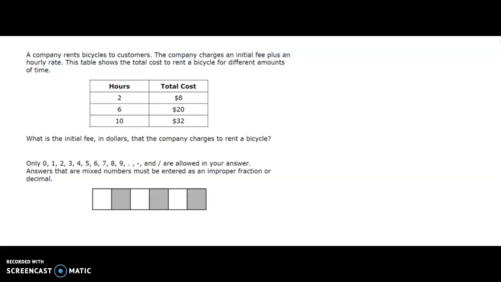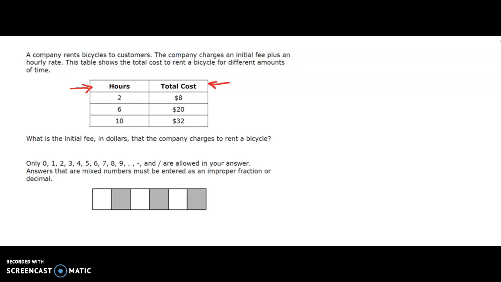A company rents bicycles to customers. The company charges an initial fee plus an hourly rate. The table shows the total cost to rent a bike for different amounts of times. So if we look at our table right here, we have hours and we have total cost. For 2 hours, it costs $8. For 6 hours, it costs $20. And for 10 hours, it costs $32. What is the initial fee in dollars that the company charges to rent a bicycle?